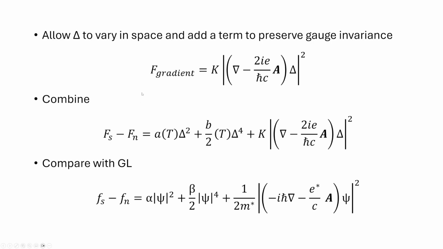Now if we allow delta to vary in space, and we add a term to preserve gauge invariance, which is to say we are conserving charge, then we end up with this additional element, and then we can add that on. So if we look at the initial Ginzburg-Landau theory, ignoring magnetic fields, because there's an additional term over here, you can see how this a, which we found as a function of T times this pairing strength squared, is analogous to this alpha times the complex order parameter squared.